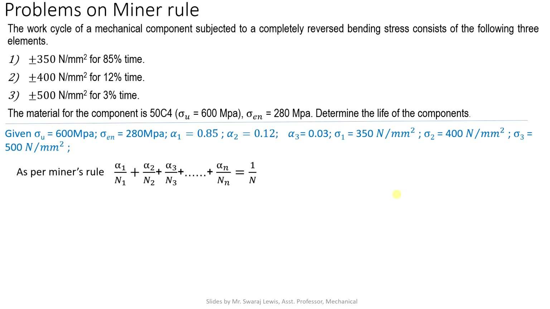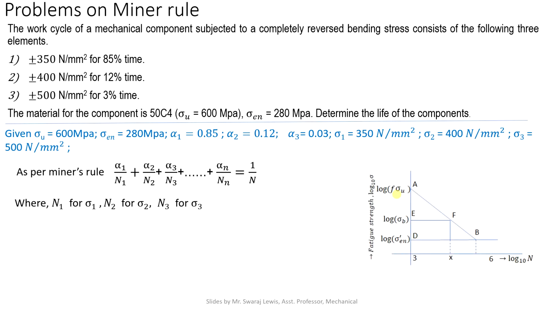As per Miner's rule, we have alpha 1 by n1 plus alpha 2 by n2 plus alpha 3 by n3 up to alpha n by n equals 1 by N. Since we are having only three different stresses, we will only consider alpha 1, alpha 2, alpha 3 and corresponding n1, n2, n3. Here n1 is for sigma 1 stress, n2 is for sigma 2 stress, and n3 is for sigma 3 stress. So what is the S-N curve?